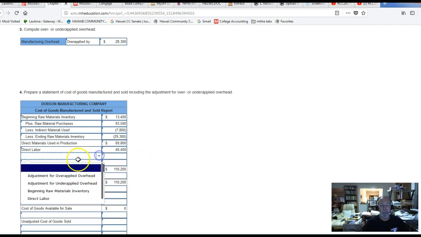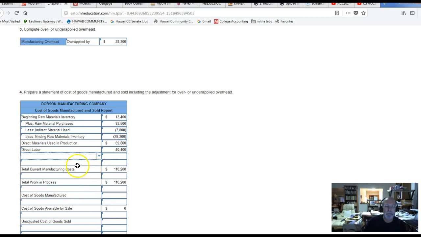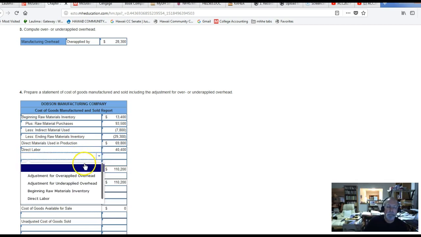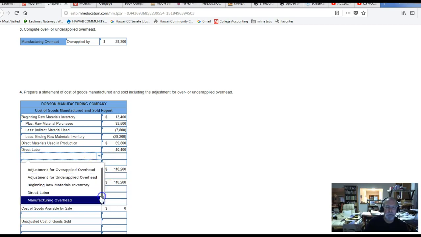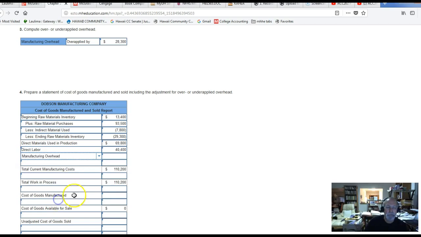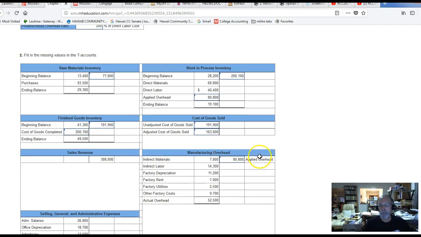And then finally the amount of, there's something missing. Oh, there it is. I needed to move the slider down. And the last segment of cost for manufacturing will be our overhead. And our manufacturing overhead used in production is the amount we applied, this $80,800.